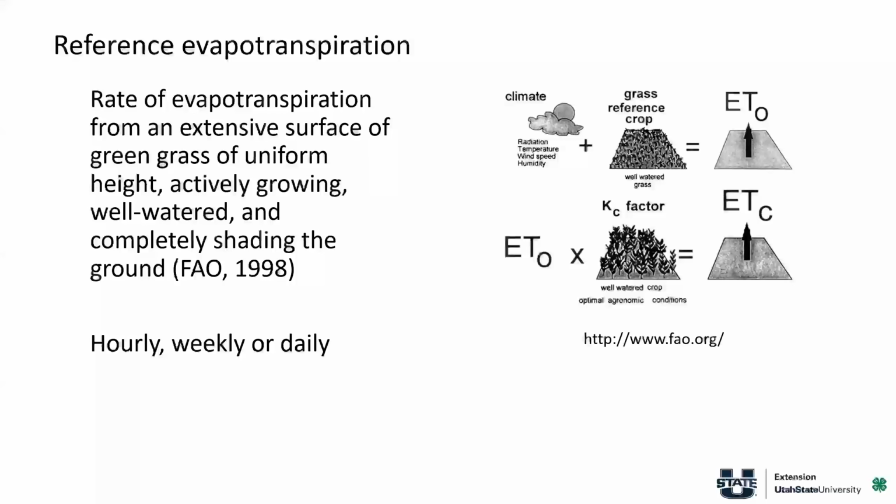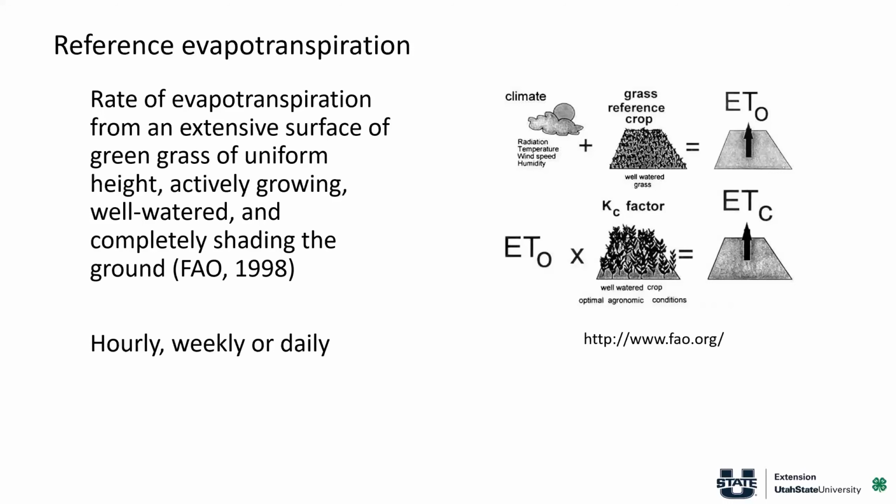But then there is something called reference evapotranspiration. While reference evapotranspiration and evapotranspiration are similar, reference evapotranspiration is a baseline, or in our landscape world, a baseline on which we compare other plants' water needs. So the reference evapotranspiration is the rate of evapotranspiration from an extensive surface of green grass, usually Kentucky bluegrass, of uniform height, well-watered, completely shading, and growing in the ground.